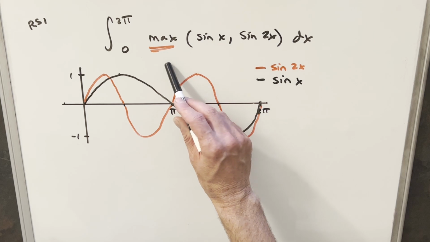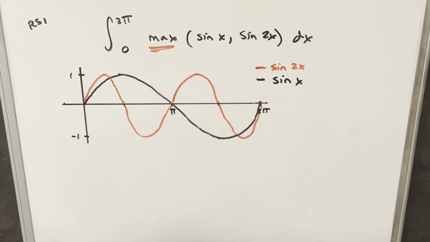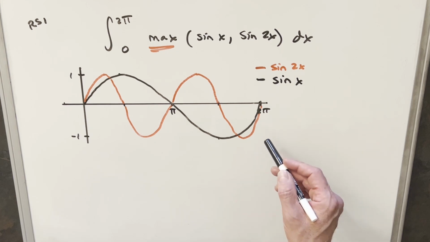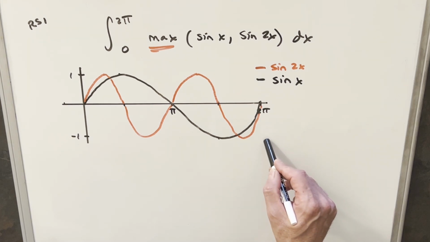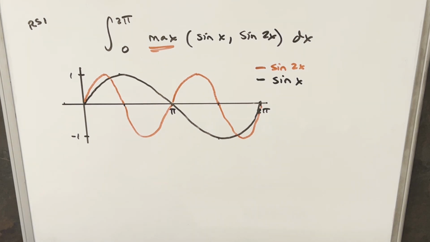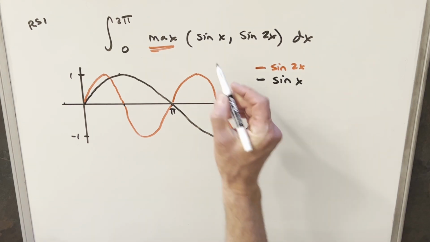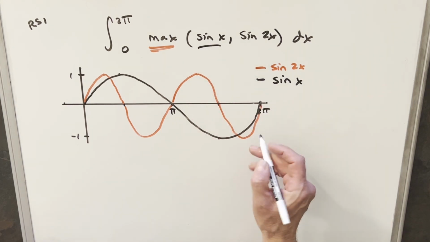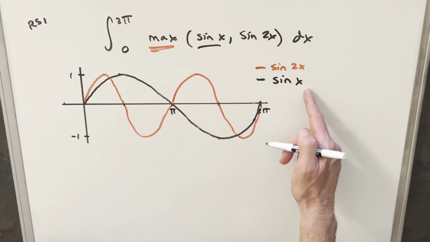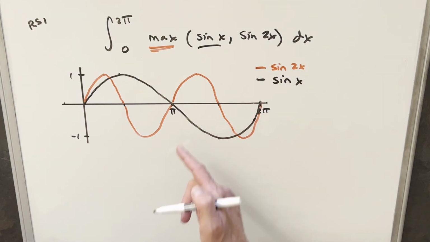Maybe we're not that used to having the max function inside the integral, and I thought maybe the best way to handle this was with a graph. So I took my time here and tried to get a decent enough graph on the board so you guys could see what's happening. I graphed sine of x first, in black here. And then we have in red sine of 2x.